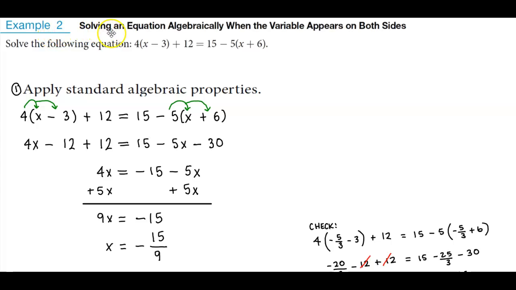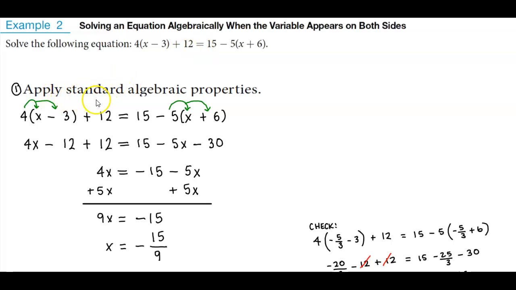Example 2. Solving an equation algebraically when the variable appears on both sides. We want to solve the equation 4 times (x minus 3) plus 12, which is equal to 15 minus 5 times (x plus 6).